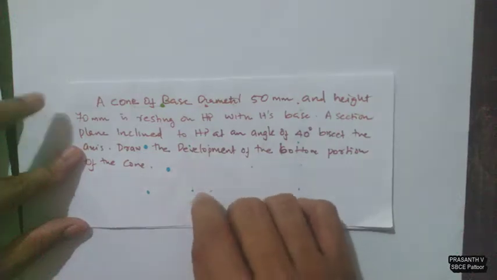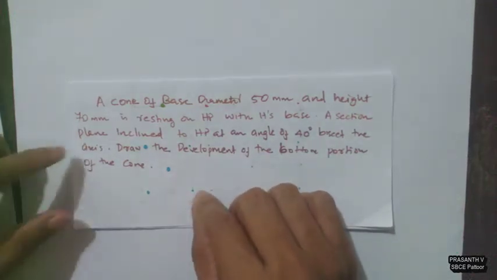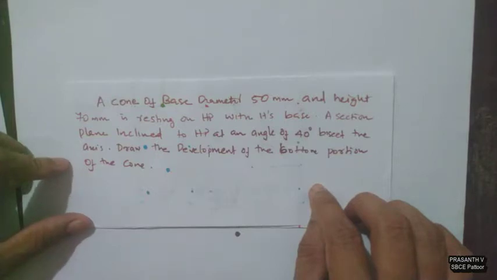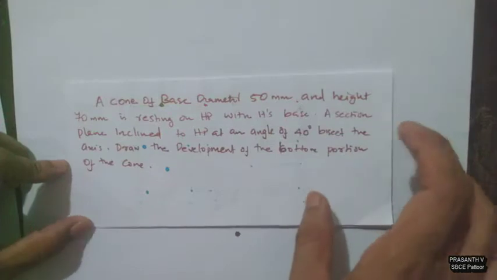Now consider another problem. A cone of base diameter 50 mm and height 70 mm is resting on HP with its base. A section plane inclined to HP at an angle of 40 degrees bisects the axis. Draw the development of the bottom portion of the cone. So this is the question.